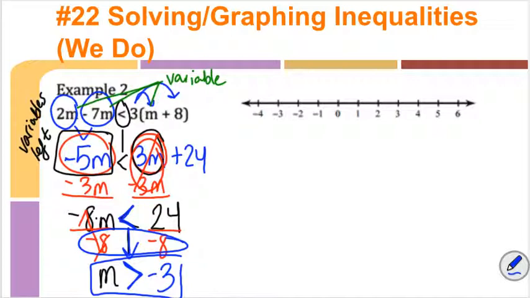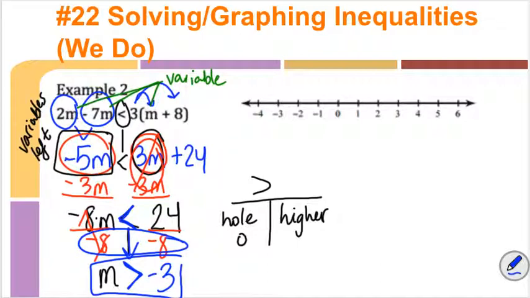Okay? So, I look back to my table, greater than, that means I have a hole, so it's going to be open, and then I'm going to shade higher. So let me start with a hole at negative 3, that's right here. Notice how I did not fill it in. Then I'm going to go everything higher than that, which is all to the right.